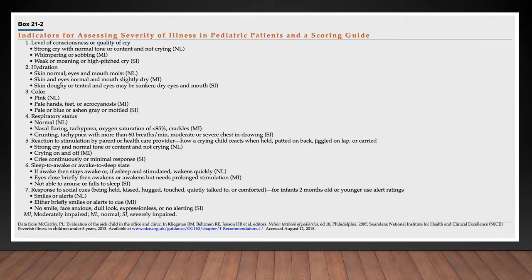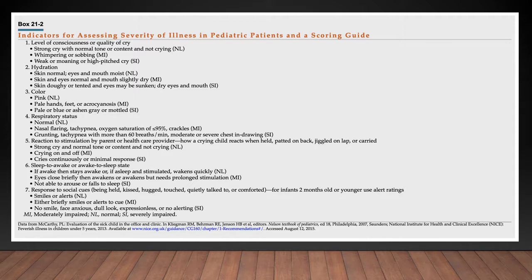And this box from your textbook has indicators for assessing severity of illness in pediatric patients with a scoring guide. This will be very useful for new clinicians because experience is definitely helpful in being able to determine the severity of illness in a pediatric patient. So for a novice practitioner, it's important for you to have as many tools and guidelines as possible to help you evaluate the severity of illness in your patients. This would be a good guide for you to keep handy at all times.